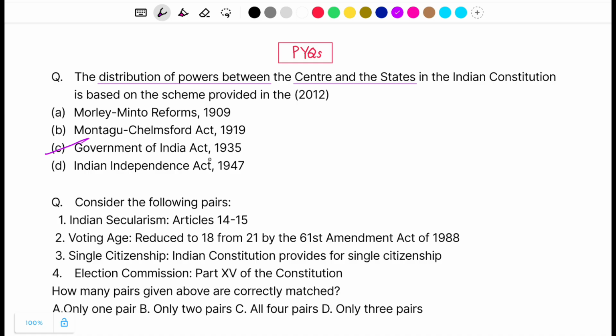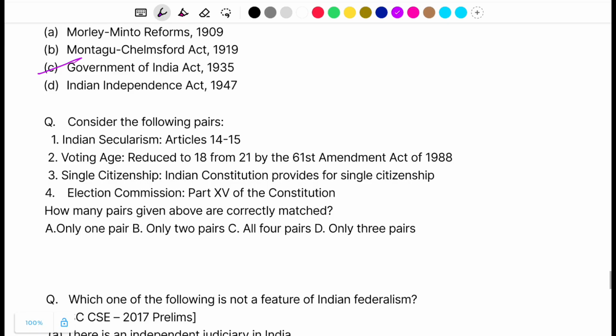The critics have also called it the carbon copy of the Government of India Act 1935. The distribution of powers between the center and state, the federal principles, are borrowed from the Government of India Act 1935. Let's look into the second question. I hope you got it.